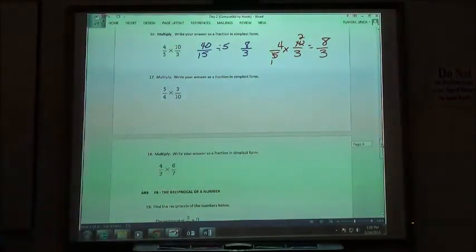Again, if you do this one on your calculator, because it's an improper fraction, you're going to end up with the mixed number first. So if I just do it on my calculator for fun, 4 fraction 5 times 10 fraction 3 gives me 2 2/3. If I hit shift and the fraction button, 8/3 is my answer.